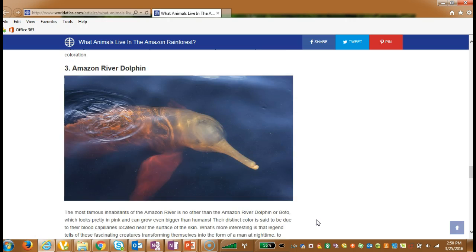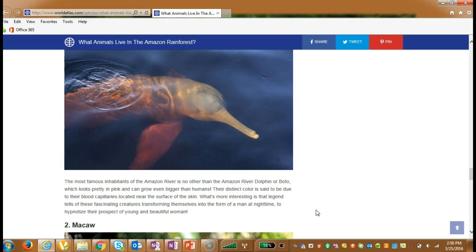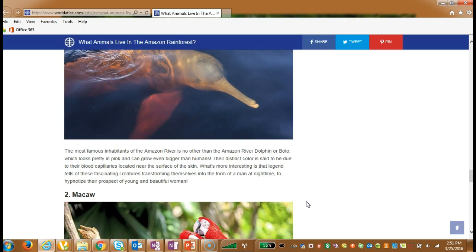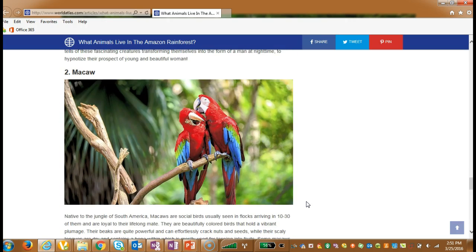Now, this Amazon river dolphin is beautiful, like dolphins we've seen before. The pink color is because, it says, their blood capillaries are located near the surface of the skin. So imagine dolphins like maybe you've seen before, but with a pink looking color.